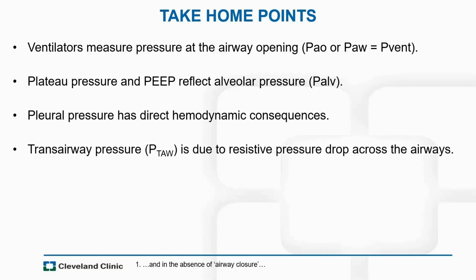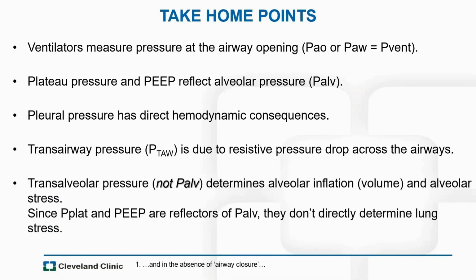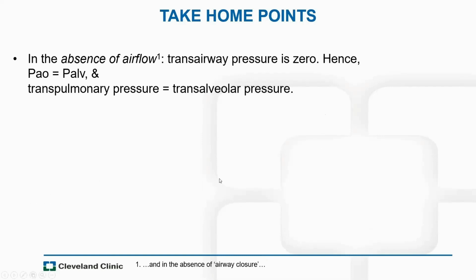That's a separate discussion. The trans-airway pressure exists because of resistive pressure drop across the airways, and if there's zero flow, there would be no trans-airway pressure. Trans-alveolar pressure determines alveolar inflation and alveolar stress. Since plateau and PEEP reflect alveolar pressure, they don't actually directly determine lung stress. In the absence of airflow, the trans-airway pressure is zero, and therefore the airway pressure is a reflection of alveolar pressure. For example, that's how we measure plateau.